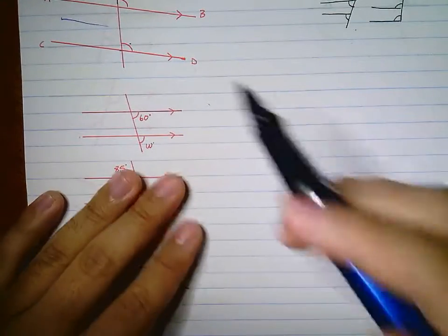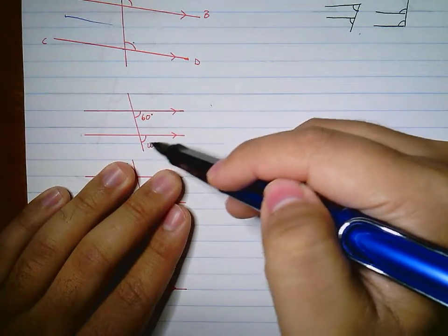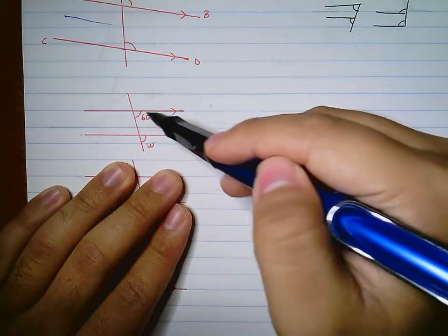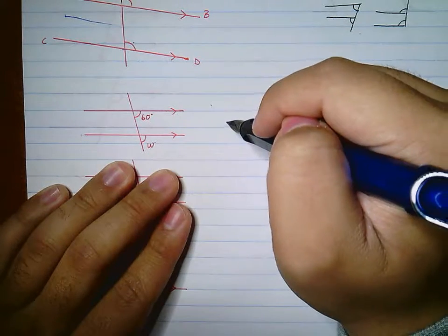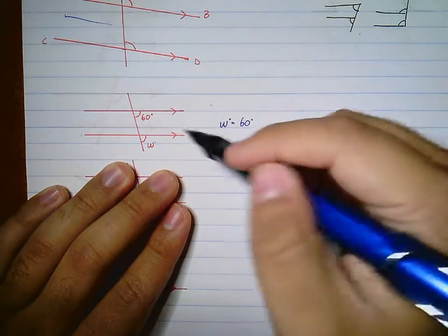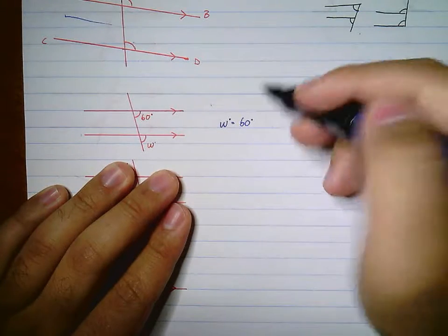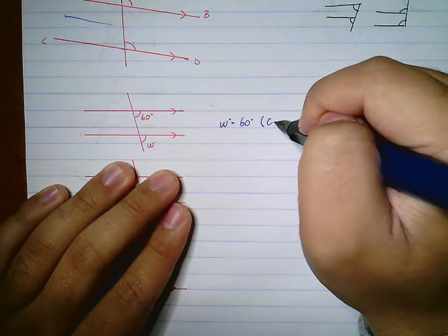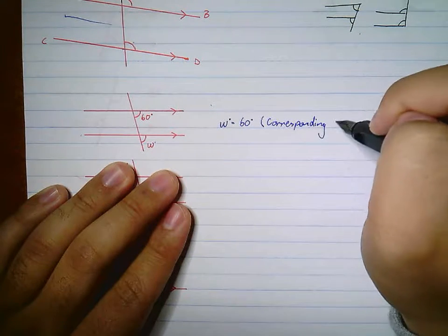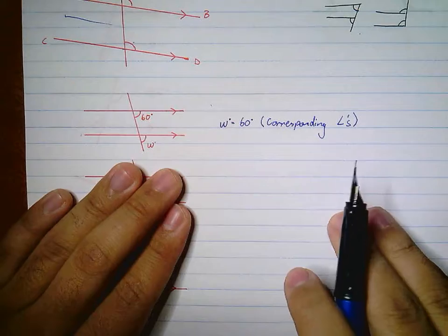Now with that in mind, if we have parallel lines such as this, we can figure out the value of W here because they are corresponding. You see the letter F? So if that is 60, W will also be 60. W degrees is equal to 60 degrees. And whenever it comes to finding the relationship or proving that these two are equal, you must add that these are corresponding angles. You have to include this reasoning each and every single time.